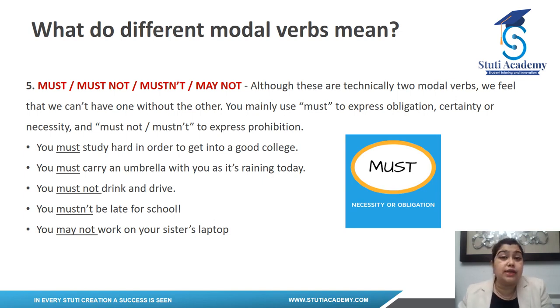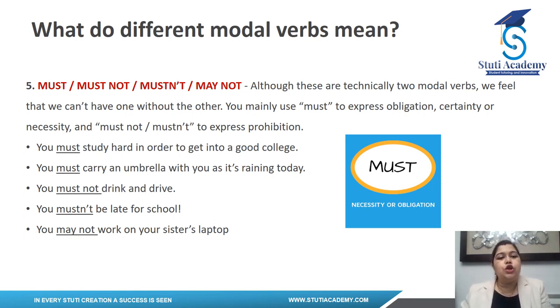Now let's have a quick look at these examples here. You must study hard in order to get into a good college. So it is a necessity. You must study hard. Okay. You must carry an umbrella with you as it is raining today. So I am telling you for certain it is raining today. So you must carry an umbrella.